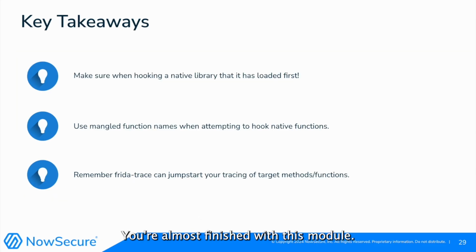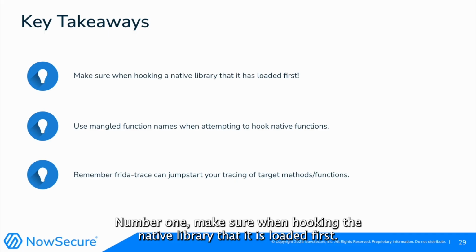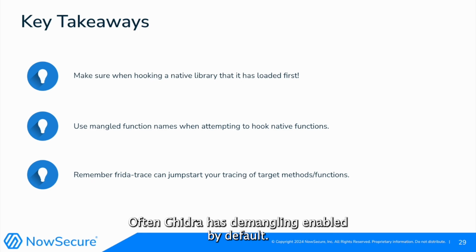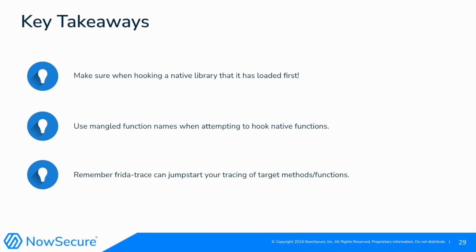You're almost finished with this module. We have a few things for you to remember. Number 1, make sure when hooking a native library that it is loaded first. Always use mangled function names when attempting to hook native functions. Often, Ghidra has demangling enabled by default. Remember, Frida Trace can jumpstart your tracing of your target methods and functions.